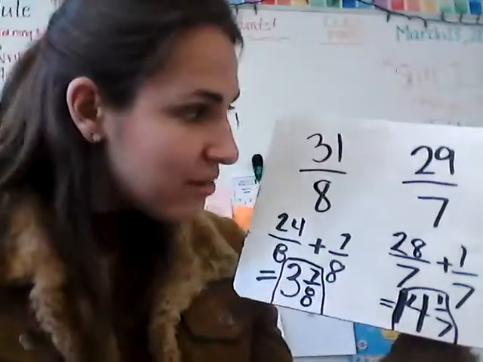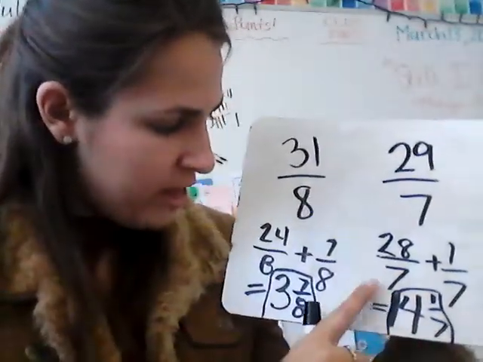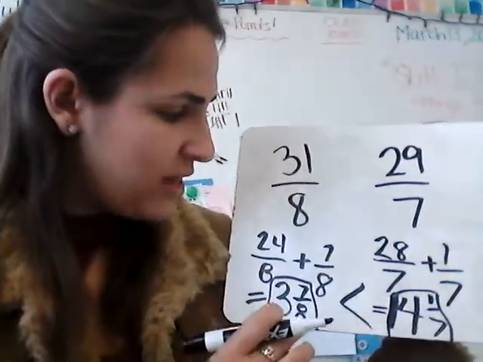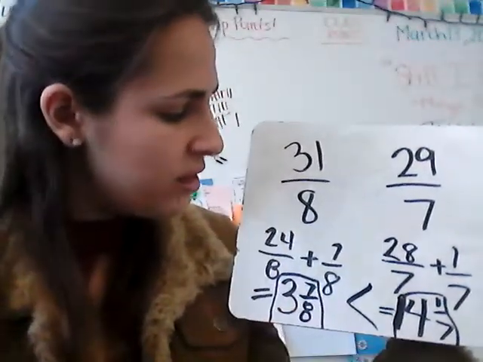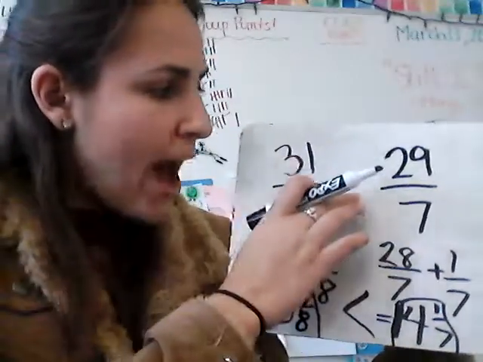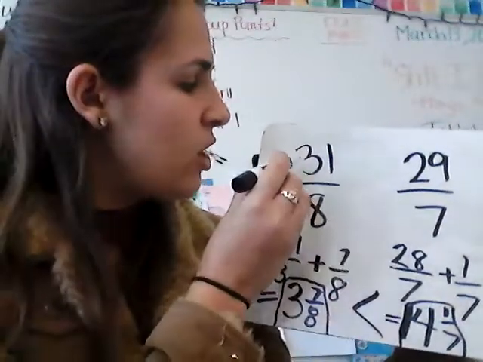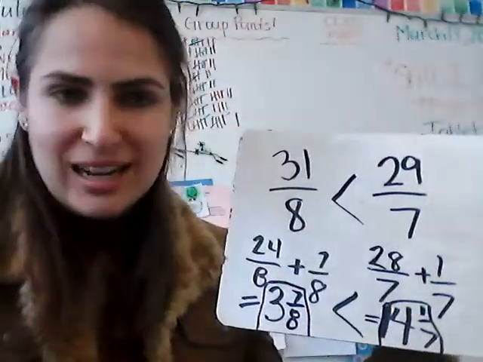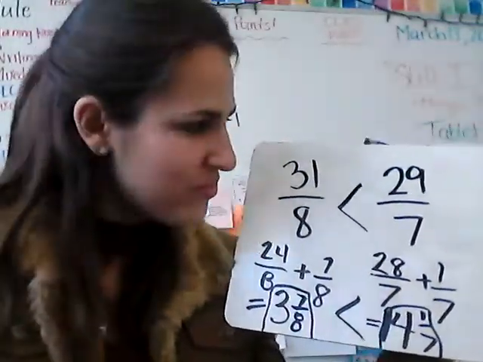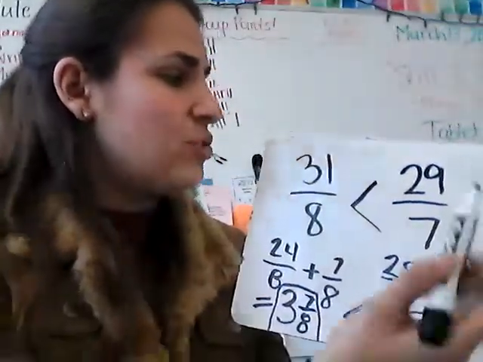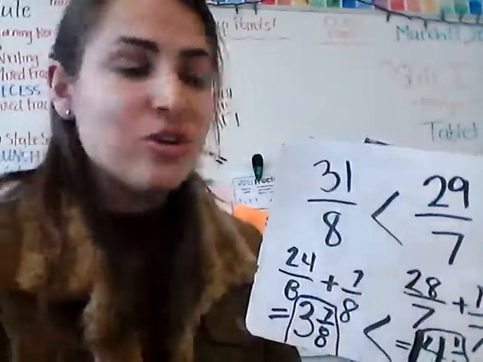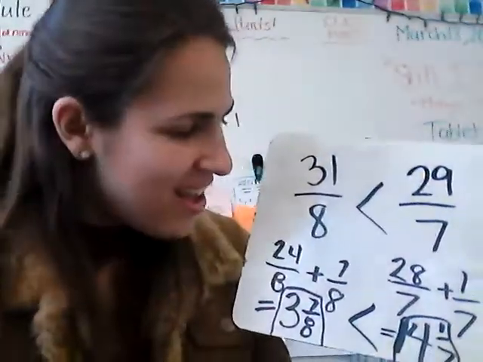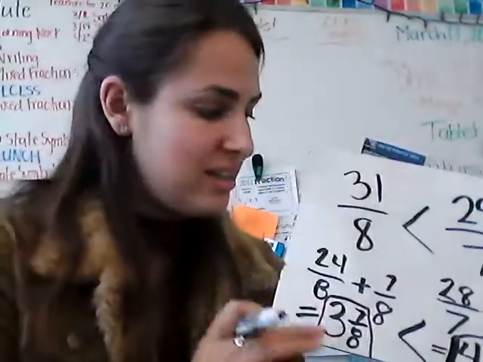So we know that, if we wanted to write the comparison symbol here, 3 7/8 is less than 4 1/7. So we're going to translate this back to our improper fractions. So we know that 31/8 is going to be less than 29/7. We could also flip that around and say that 29/7 is greater than 31/8. However you solved it, both of those answers are correct.